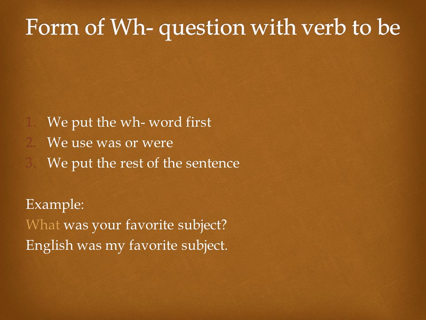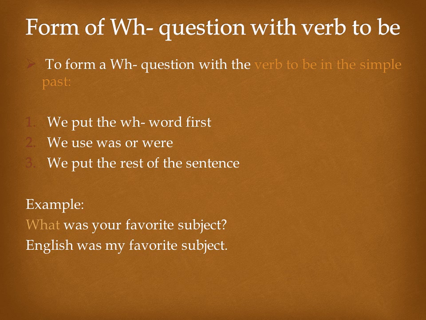Here you are going to know how to form a WH question with verb to be. To form a WH question with verb to be in the simple past, you have to follow those steps. We put the WH word first, we use was or were, we put the rest of the sentence. Example, what was your favorite subject? English was my favorite subject.